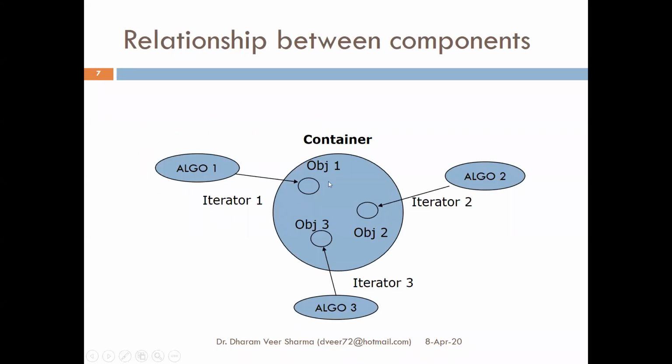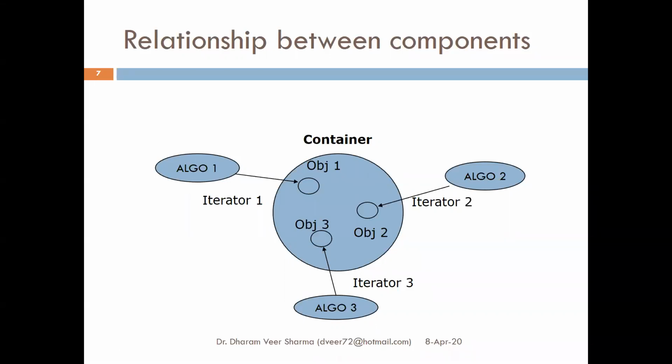As you can see, this is a container. It may have different objects. These are the different algorithms which will work on these objects through the iterators. For example, if you want to traverse a linked list, an iterator is there.